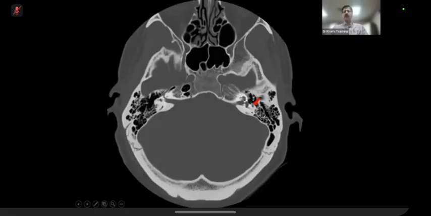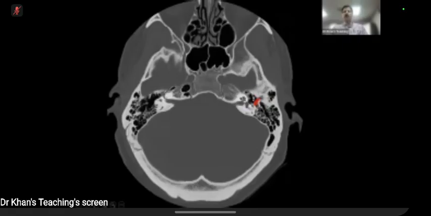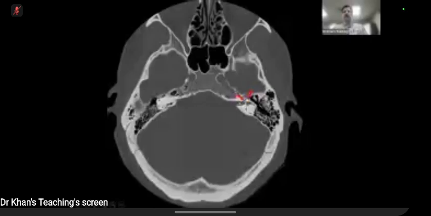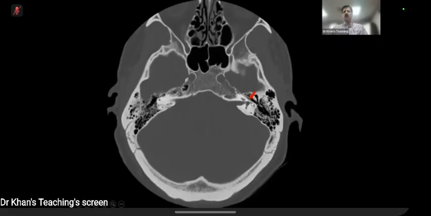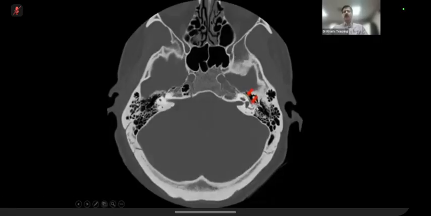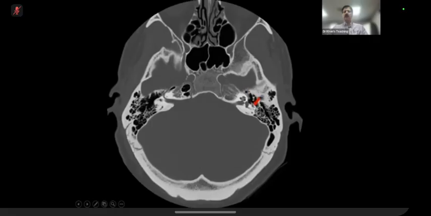Now, as I'm going superior to the level of the cochlea, what we are doing right now is to trace the facial nerve. This is the cochlea. I'm going superior to that. And you can see that there is a canal here, and this is the labyrinthine portion. And it goes here, and this must be the geniculate ganglion. And then you can see that something goes posteriorly. This is the tympanic portion.